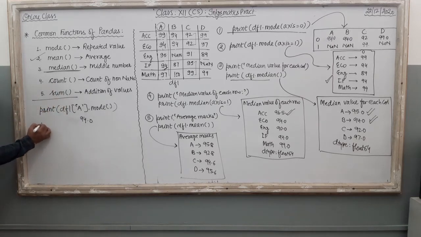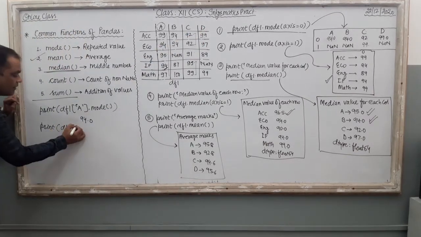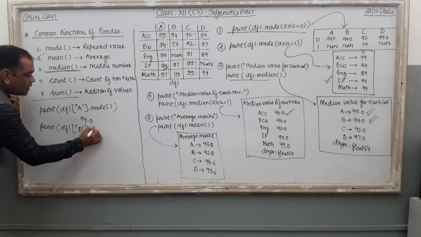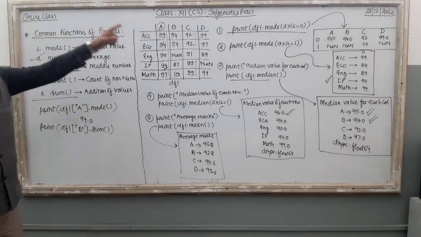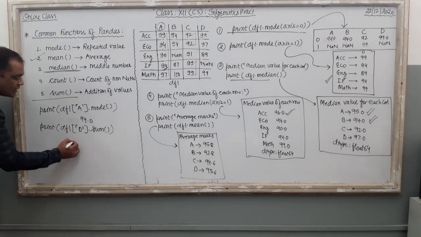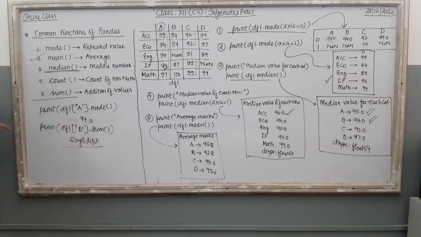Suppose I want to take the sum of one subject only. Right? So here, just see what the term is: print df1. Suppose I want to take the sum of this column D only. So what am I doing? df1, bracket, D is my column, and dot, I have put here sum. Now the computer will generate the sum of column D only, and the sum is a single digit. A single digit will be there as a result of this particular part, right?